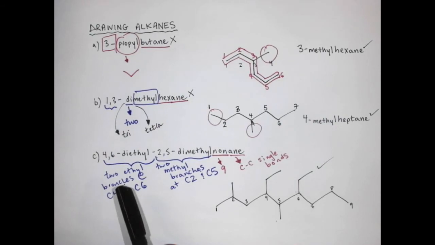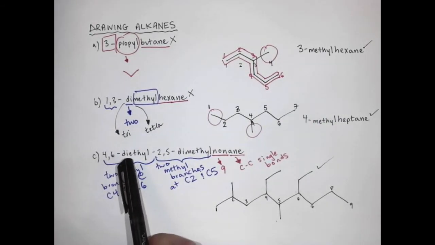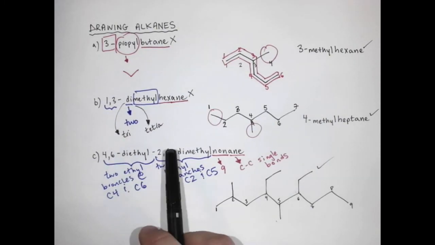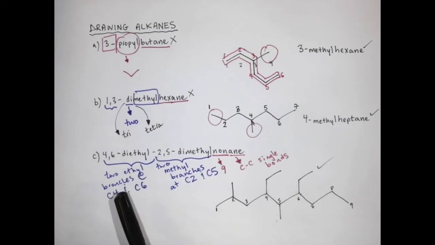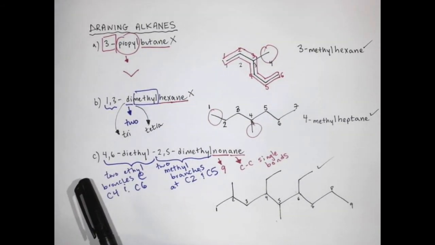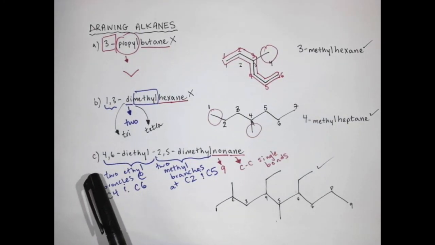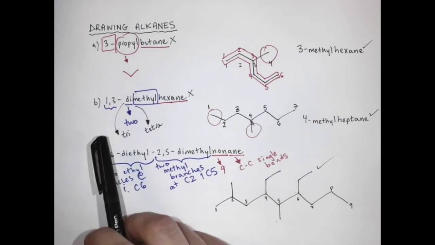Okay. One thing you have to look for, like if you see the prefix di or tri or tetra in front of an alkyl branch, like ethyl, methyl, propyl, whatever, that means there's more than one of those branches coming off the main chain. Where those occur are indicated by the numbers that come before that prefix.